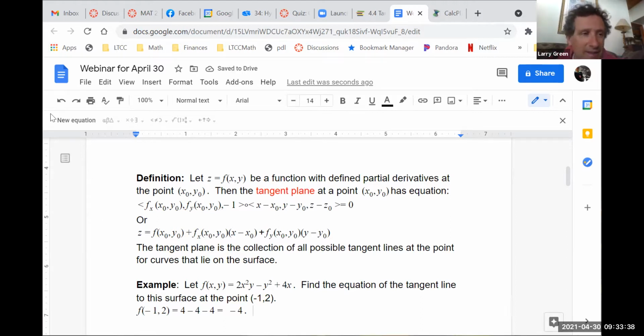Okay, the next thing I need to do, I need to find the partial derivatives. I need to find the partial derivatives evaluated at the point. So let's first find the partial derivative with respect to x. F sub x is equal to, and let's see if you can tell me what f sub x is. Not supposed to be that hard. Yeah, it's 4xy plus 4.